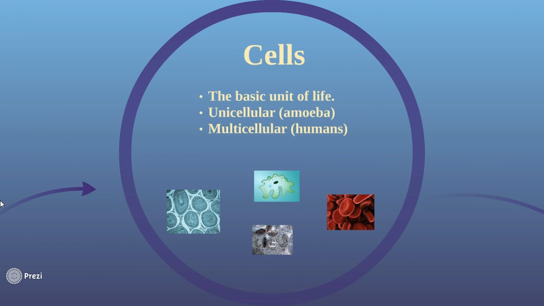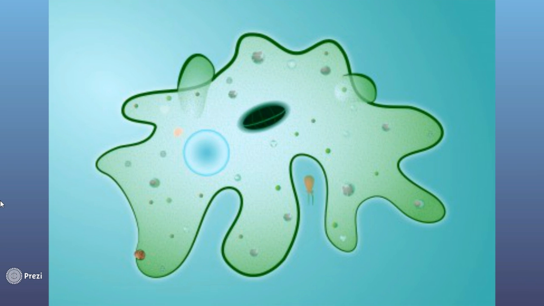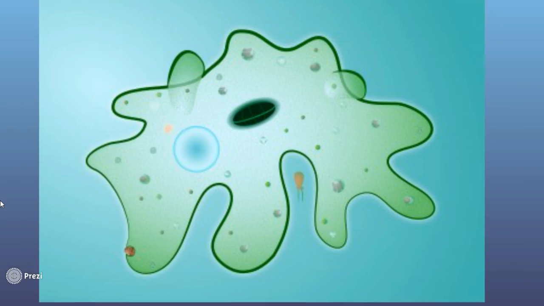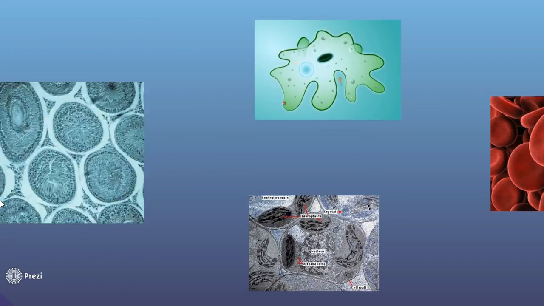Cells are the basic building blocks of all living things. They provide structure for the body, take in nutrients from food and convert them to energy. So they are the basic unit of life. Organisms can be unicellular, like this amoeba shown in this picture, which is a single-cell organism. Its body is a single cell. Or they can be multicellular, like us humans, who are made of trillions of cells.